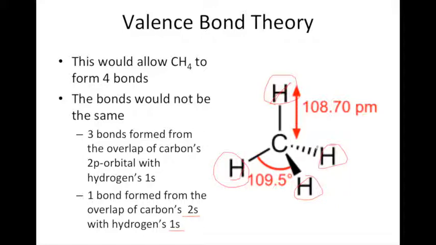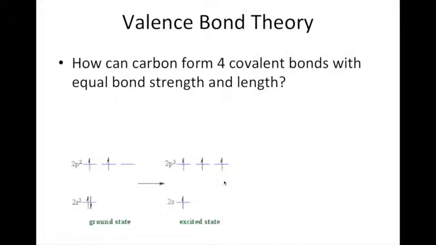Well, we know from studies that methane has all 4 of its bonds the same strength, the same bond length, and so there must be a problem. This must not be the answer. So how can carbon form 4 covalent bonds, all with equal bond strength and equal bond length? Just exciting one electron up into one of our 2p orbitals would not explain that.